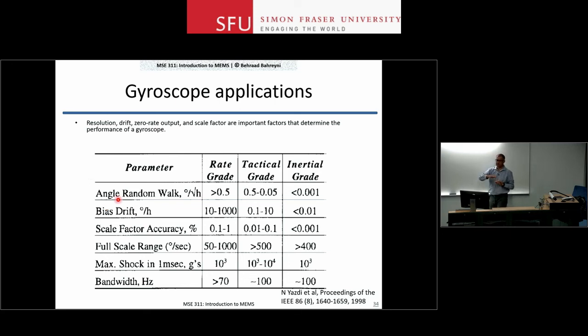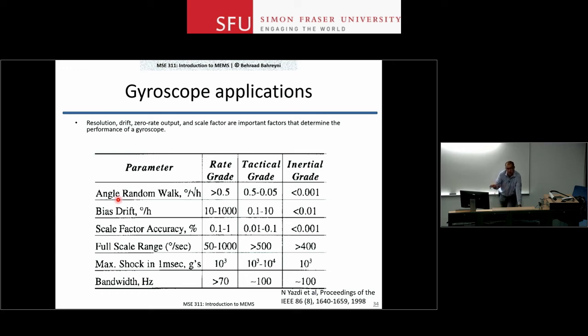What this is, is a very small, very slow change in the output of your gyroscope. So you're measuring, let's say, in this case, for a rate grade gyroscope, let's say half a degree per hour. So you see this signal going up and down. And it's called random walk. You really don't have that much control over it. But for an inertial grade device, it has to be less than 0.001 degrees per root hour. It's kind of a noise. And we'll talk about noise in 2 or 3 lectures.